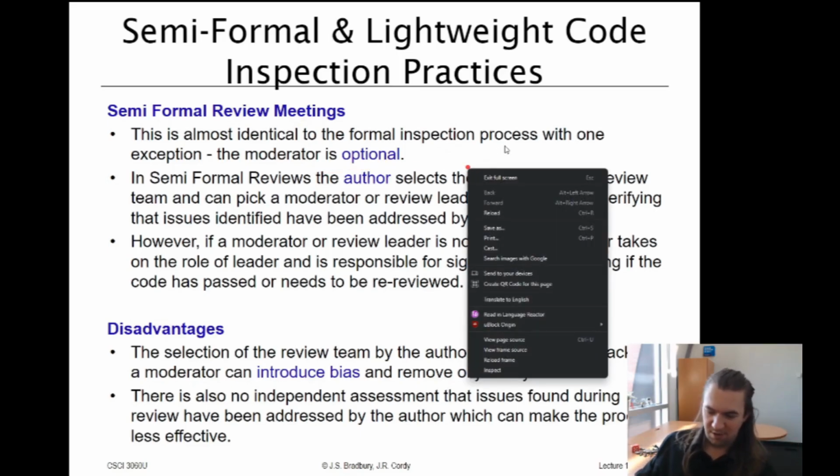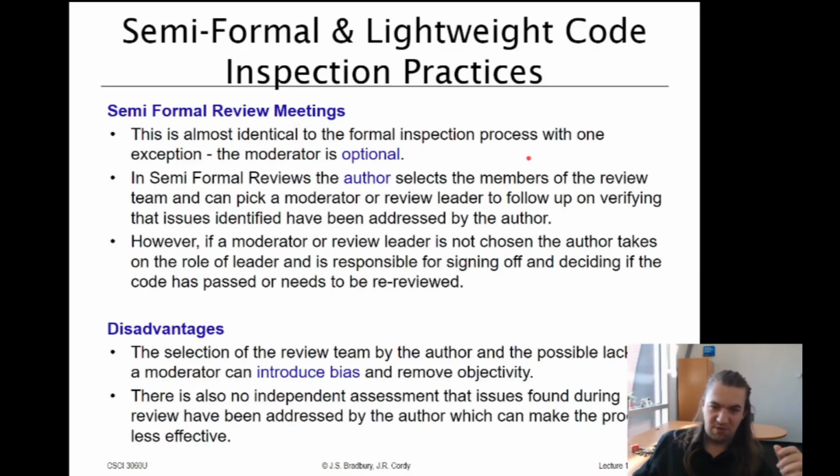So the author is going to pick who is going to review this. They can pick a moderator or not to verify everything.